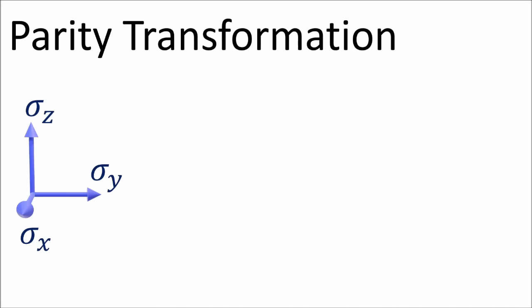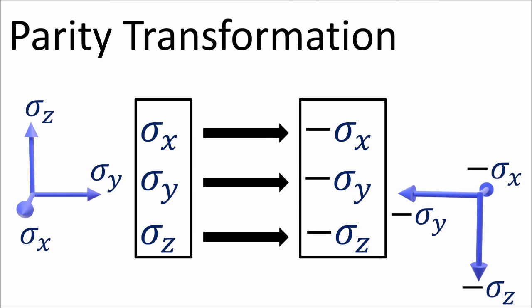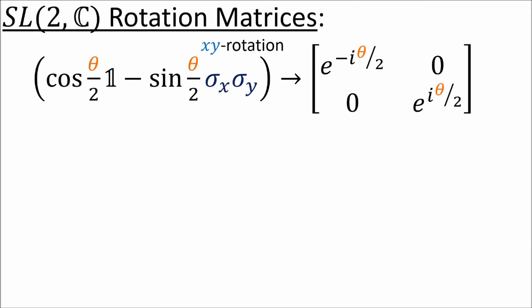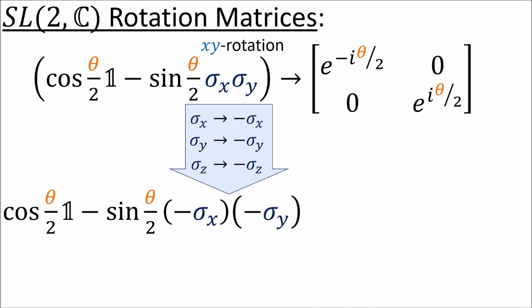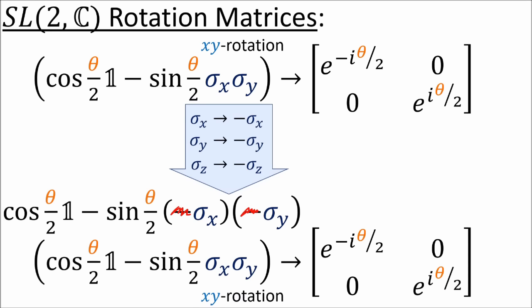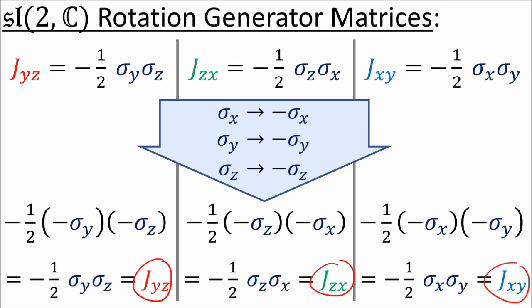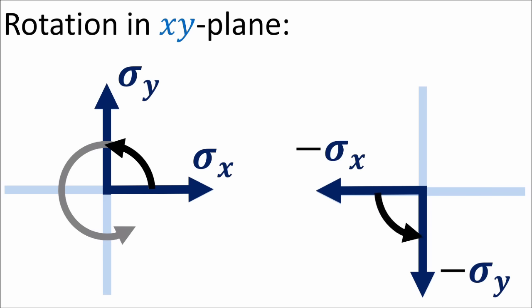A parity transformation is when we send all spatial directions to their negative versions. So it's a bit like reflecting the universe in a three-dimensional mirror. Let's see what happens to the 2x2 XY rotation matrix under a parity transformation. A parity transformation causes both X and Y vectors to get negative signs, which cancel with each other in the XY bivector. So the XY rotation matrix, and rotation matrices in general, are unchanged under a parity transformation. This is also true for the SU2 generators. This makes sense because rotating X into Y is equivalent to rotating negative X into negative Y.